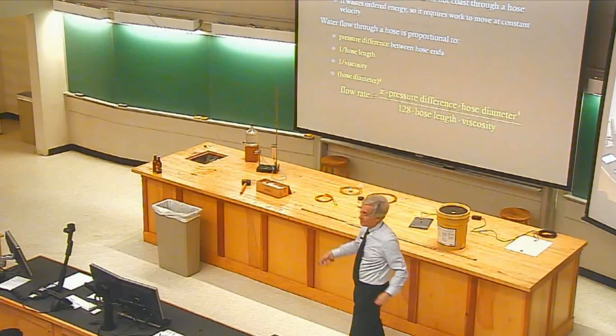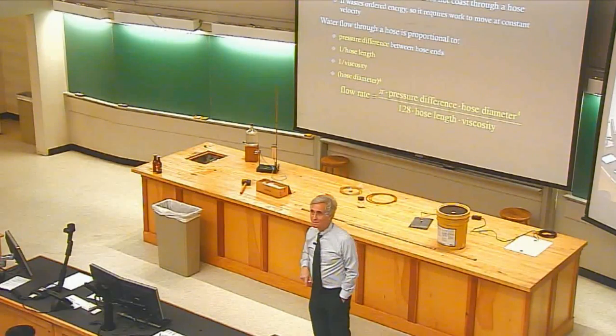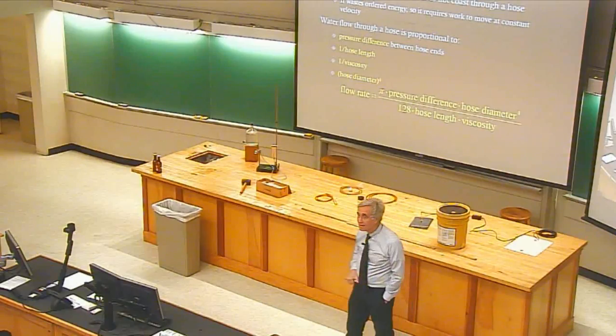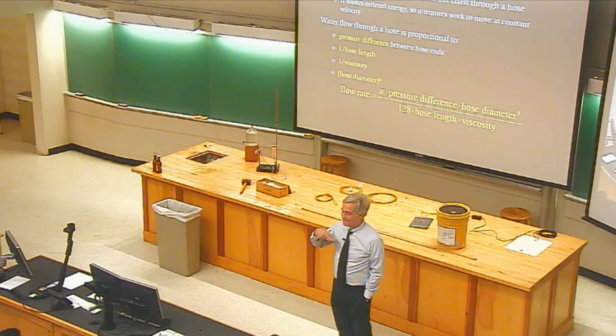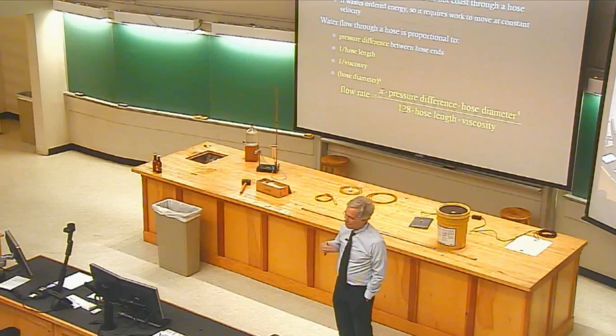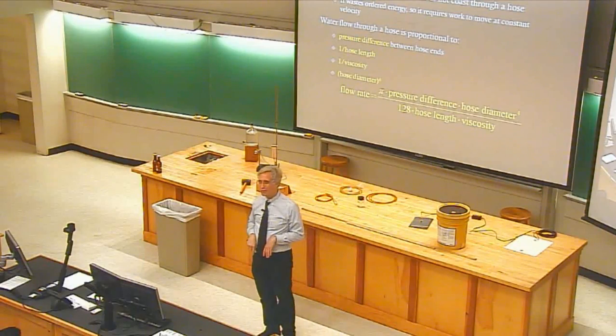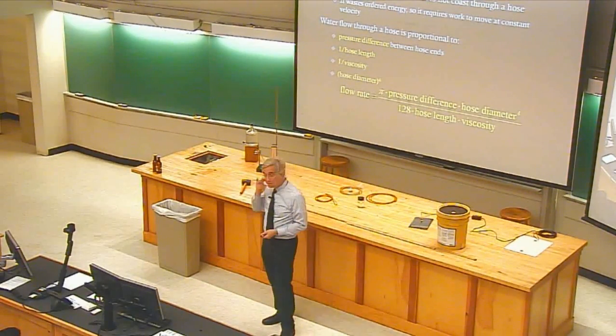That's water. Okay. Last thing to affect the flow of water through a hose, the hose diameter. Doubling the hose diameter doesn't just double the water flow. It increases the water flow by a factor of 16. It turns out that the water flow through a hose is proportional to the 4th power of the diameter of the hose. Now, why is that?